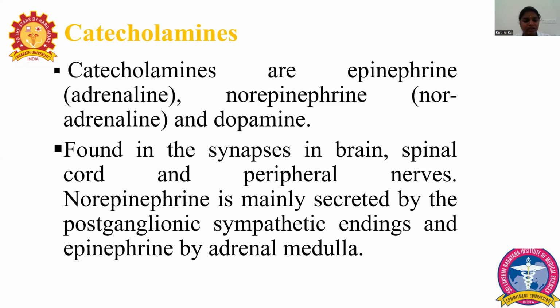So next, catecholamines. These catecholamines are epinephrine, norepinephrine, and dopamine. Epinephrine is adrenaline, norepinephrine is noradrenaline, and then dopamine. Mostly they are found in the brain, spinal cord, and peripheral nerves. The norepinephrine is mainly secreted by the postganglionic synaptic endings, and epinephrine is secreted by the adrenal medulla.